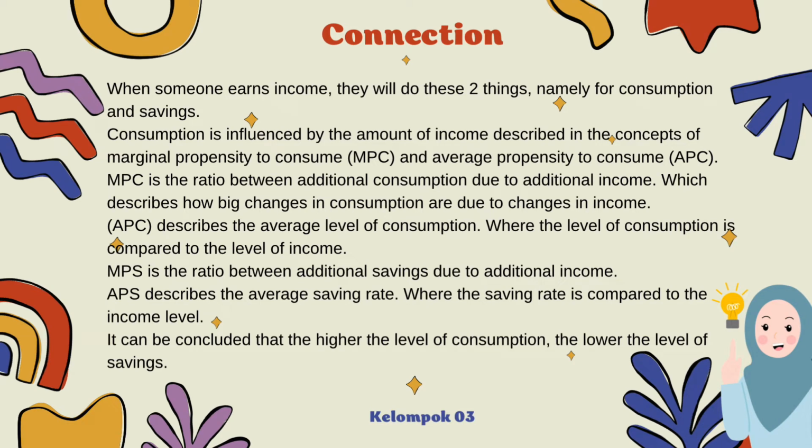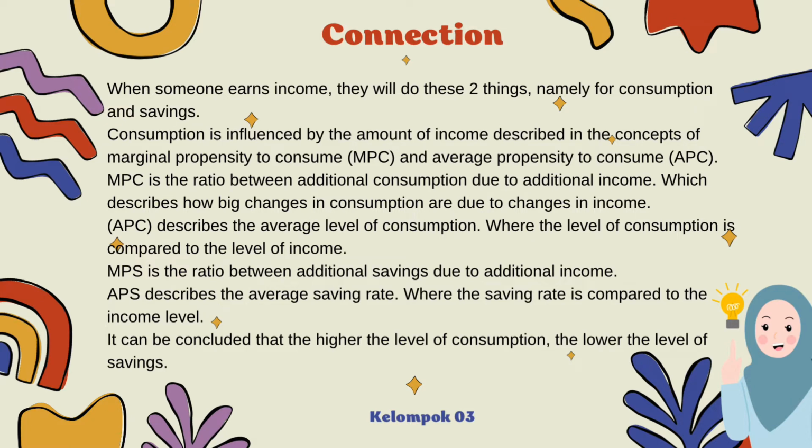Connection between consumption and saving. When someone earns income, they will do these two things, namely consumption and saving. Consumption is influenced by the amount of income, described in the concept of marginal propensity to consume, or MPC, and average propensity to consume, APC. MPC is the ratio between additional consumption due to additional income, which describes how big changes in consumption are due to changes in income.